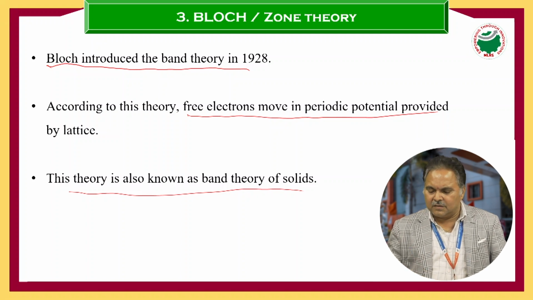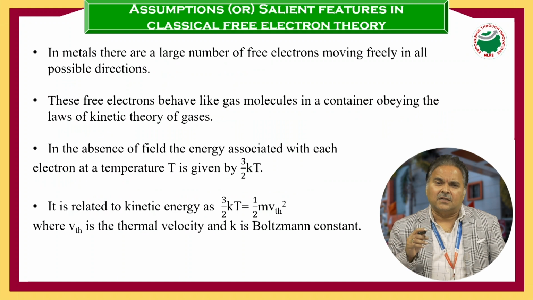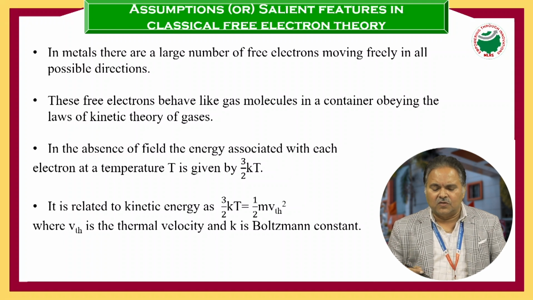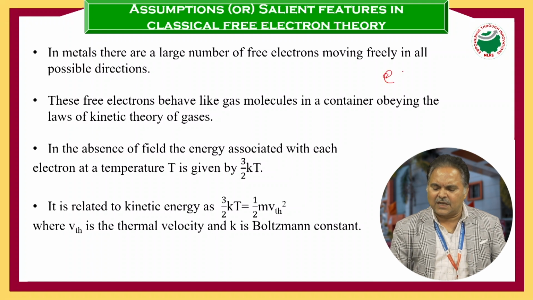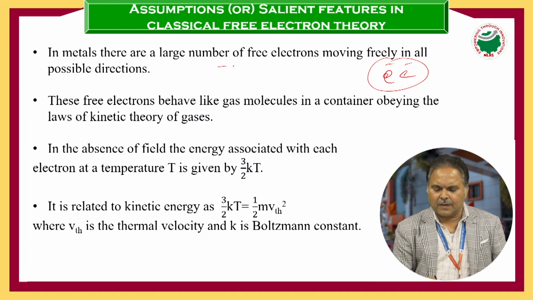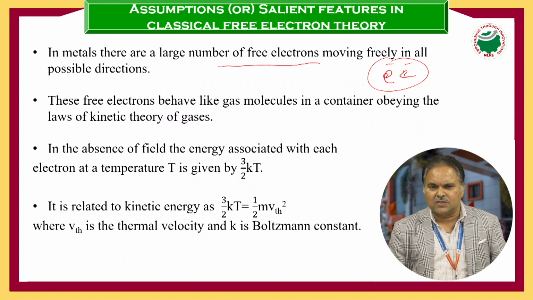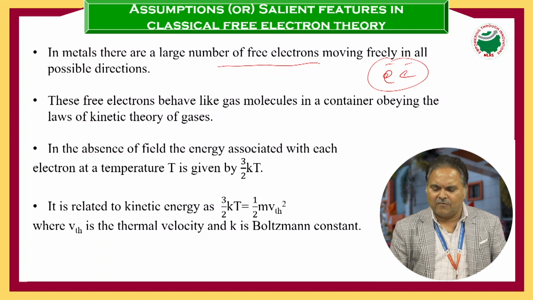Now we will study the classical free electron theory first. What are the assumptions in the classical free electron theory? Usually, the assumption is that the electrons move freely inside the lattice. Inside any material, in each lattice there are a number of electrons, and all of those electrons move freely.